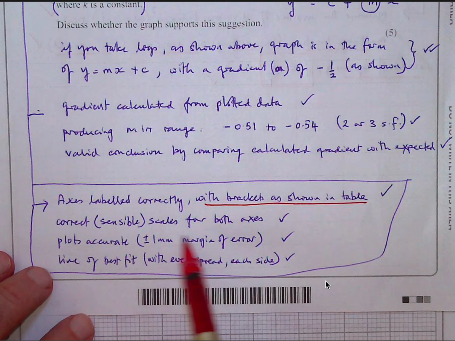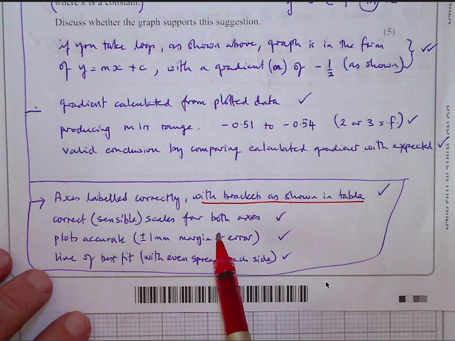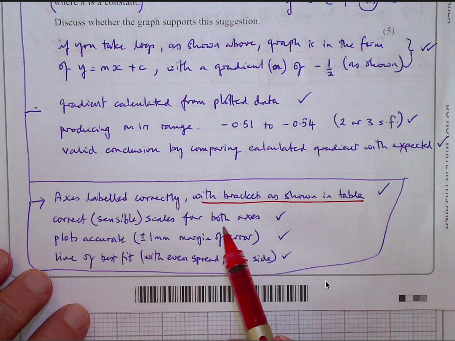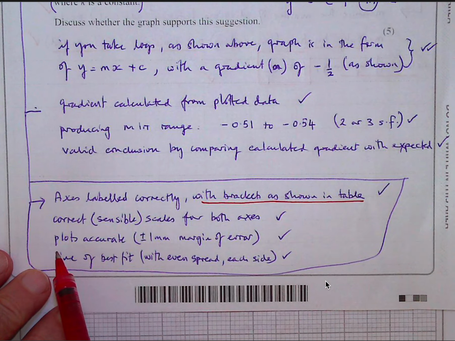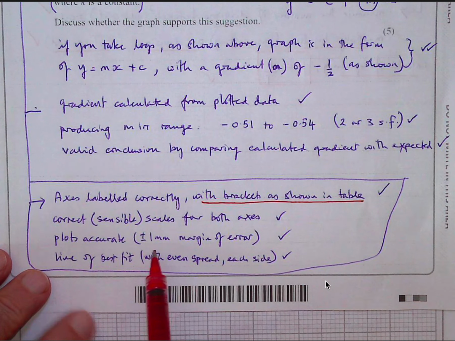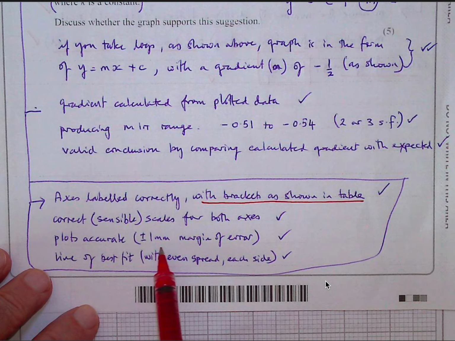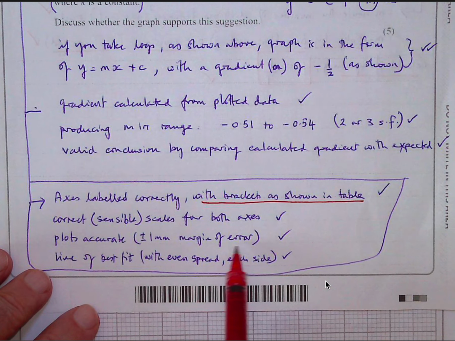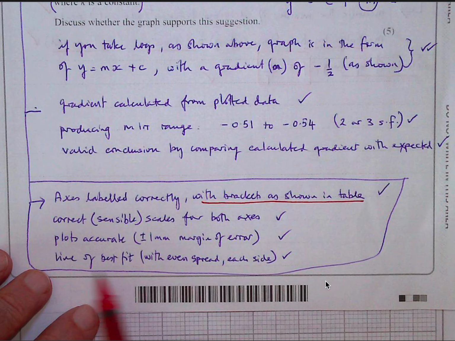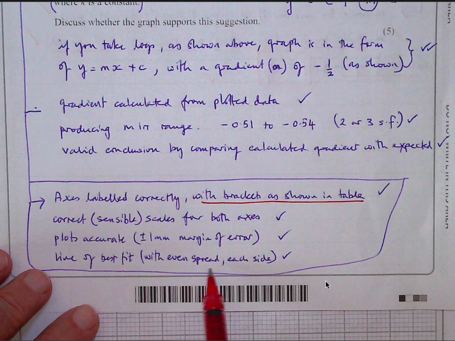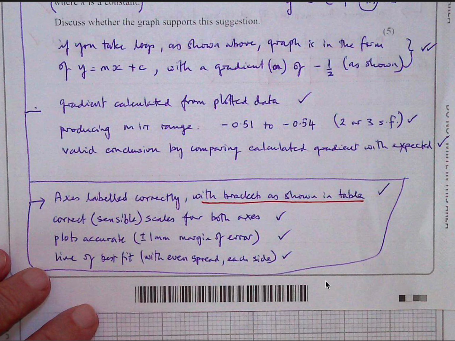Correct sensible scales, as I just discussed, for both axes: good round numbers, 1, 2, 5 or 10 changes in per square. Plots are accurate. What they'll do is look at any points which are far away from the line of best fit, and if you're more than 1 millimeter out from their judgment, you will lose that mark. And then the line of best fit, you need an even spread each side of the line.